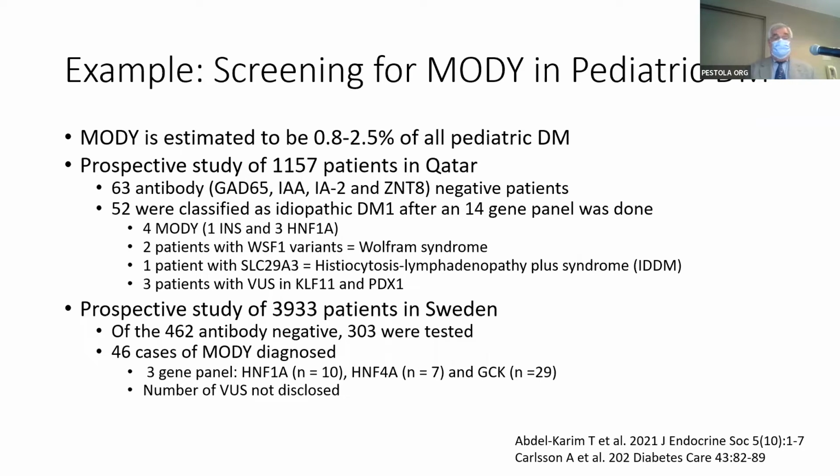The Swedish study didn't sample everybody. It was more of a convenient sample, so it wasn't set up that everybody got tested. But they found 46 cases of MODY. They only did 3 genes. And they found out of their 3 gene panel, some, but not all of the individuals who truly would have MODY. They didn't disclose the number of VUSs found.